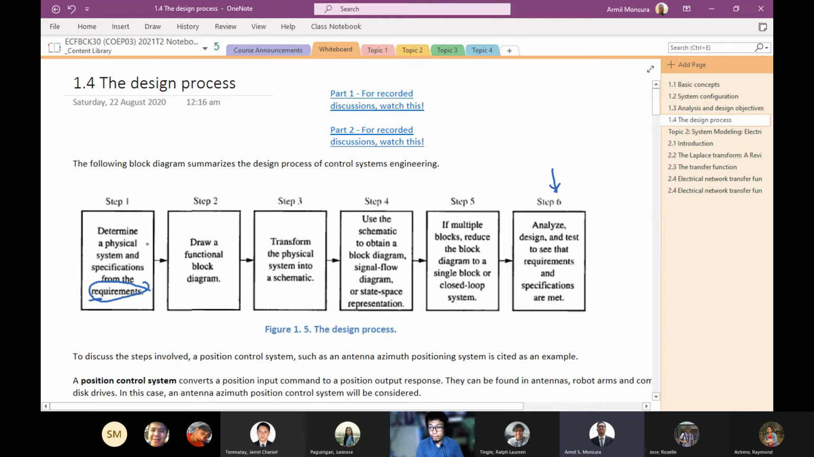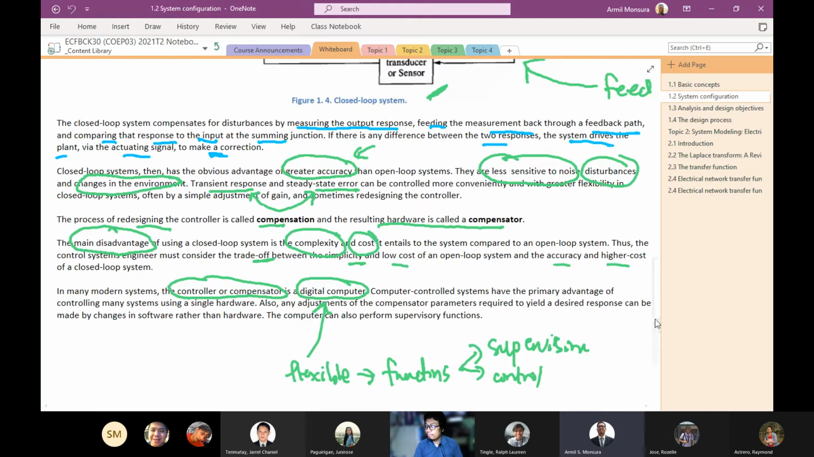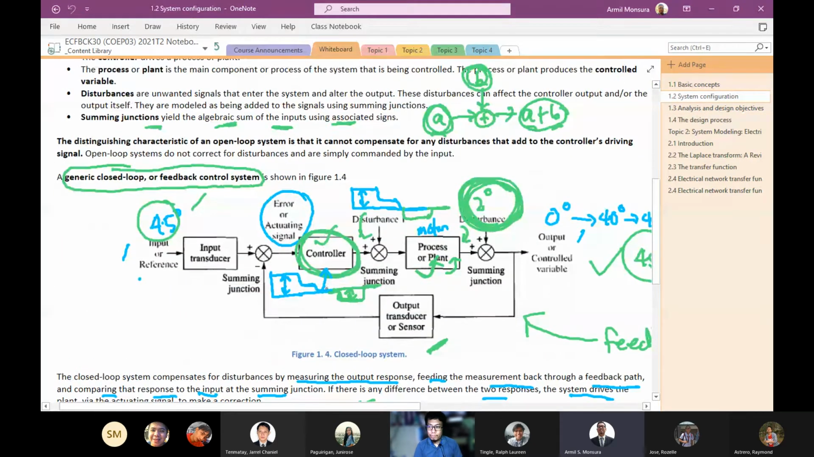Now, after you are able to have your physical system, you now have to draw a functional block diagram. The functional block diagram would look something like this. Kung maalala nyo itong discussion natin from the previous meeting. So, your functional block diagram is something like this, in which you would be determining what is your input, what is your input transducer, what is your controller, what is your error or activating signal, what is your process or plant, what is your output, what is your transducer, sensor, I mean. And some other things, like for example, what are the disturbances involved? So this is what you call the functional block diagram.